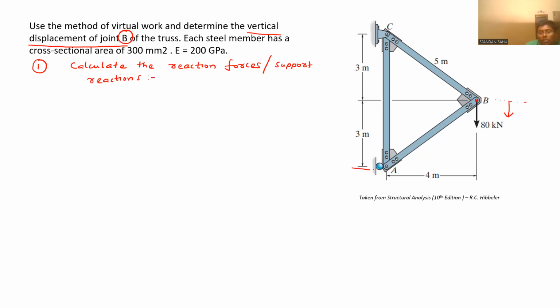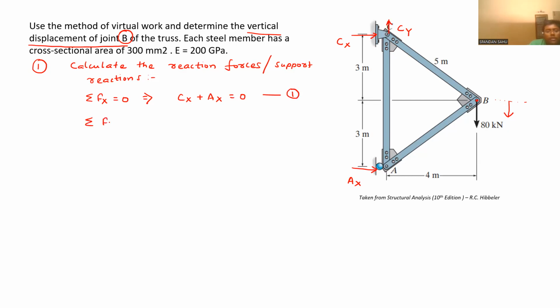Now this is a roller, so one reaction will come, Ax. This is a hinge, so two reactions will come, one along x-axis, that is Cx, one along y, that will be Cy. So now we can use the equations of static equilibrium. Now summation of Fx equal to 0: it will be Cx plus Ax equal to 0. So let it be equation 1.